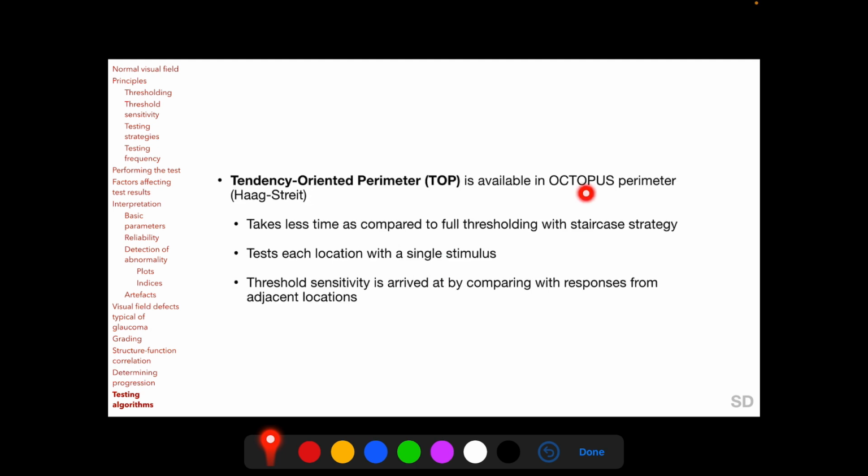The Octopus perimeter from Haag-Streit is the other common perimeter used, and tendency-oriented perimetry or TOP software is available with the Octopus machine. The TOP software tests each location with a single stimulus, and threshold sensitivity at each location is arrived at by comparing with responses from adjacent locations.